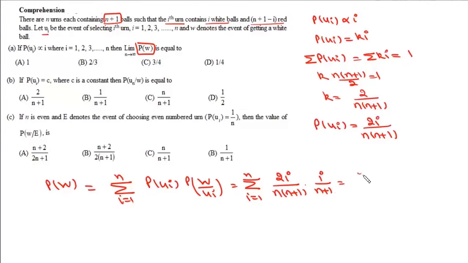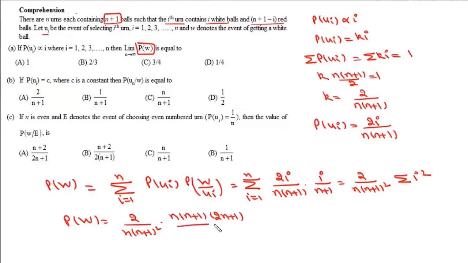So this probability will be 2 upon n plus 1 square into the summation of i square. So this probability of getting a white ball is equal to 2 upon n into n plus 1 whole square, and this is n into n plus 1 into 2n plus 1 whole divided by 6. Now here this 2 will cancel, n will cancel, and n plus 1 will also cancel. So the probability of getting a white ball is 2n plus 1 upon 3 into n plus 1.